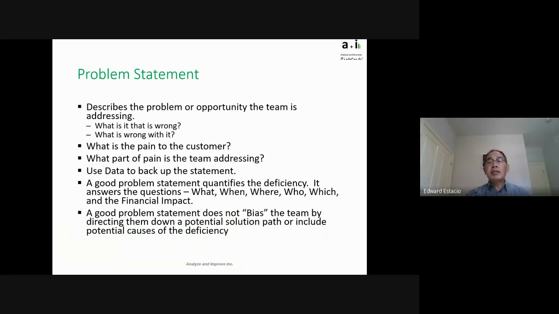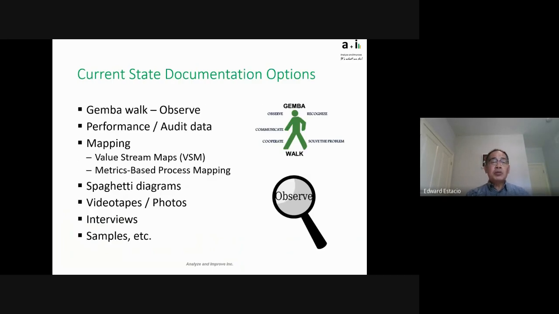So some documentation that we need: in most cases, we need to observe. We need to do a Gemba walk. We need to go where it's happening, right? How do we know it's really happening if we don't observe it? What is the performance data? What is it currently doing at the moment? Let's maybe even do some value stream mapping or process mapping diagrams. Let's take some photos. Let's do some interviews and talk to the people involved, and let's take some samples.